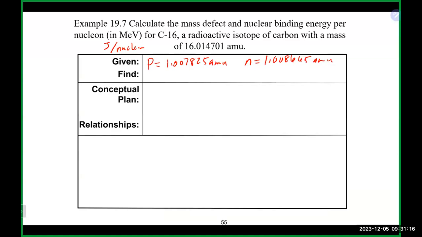Carbon is still number 6 on the periodic table.